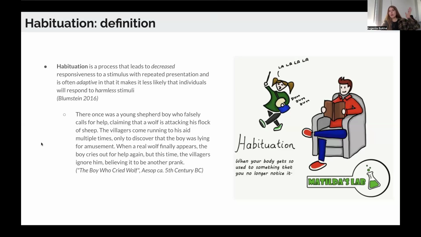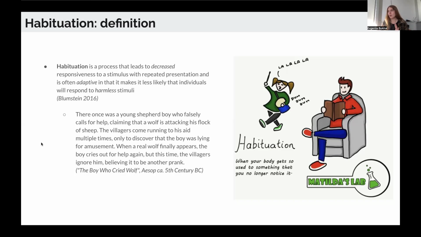Habituation. This picture really nicely represents habituation. It's a process that leads to decreased responses to a stimulus. So there was a stimulus that you were reacting to, but then over time you understand that this stimulus is irrelevant, and then you can decrease your response over time. And I really like the fairy tale about the boy who cried wolf. It's basically a good example of habituation.